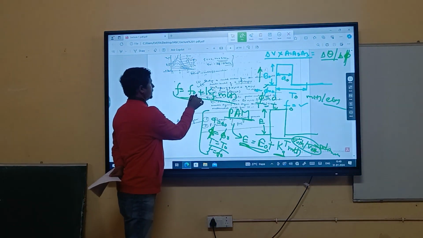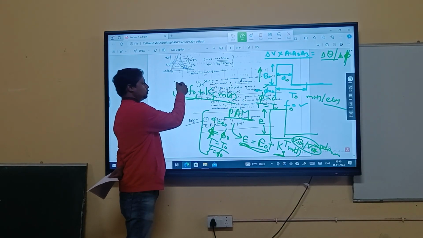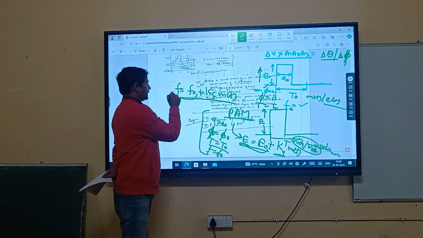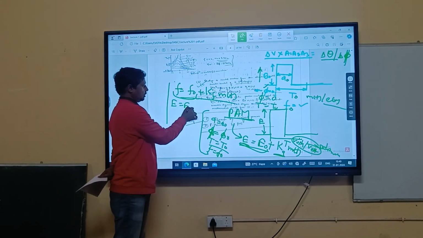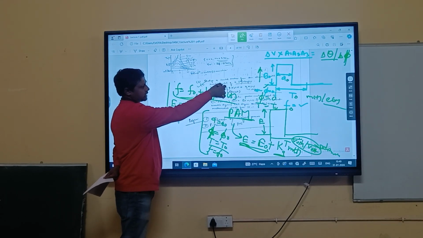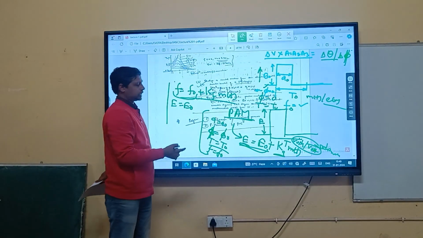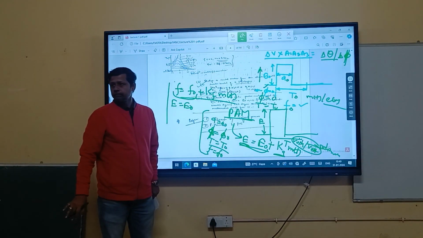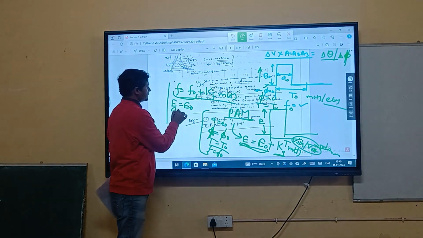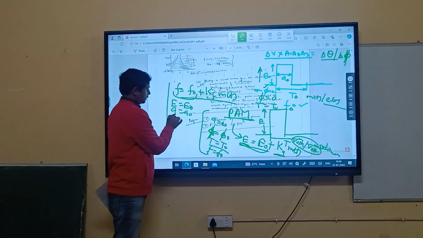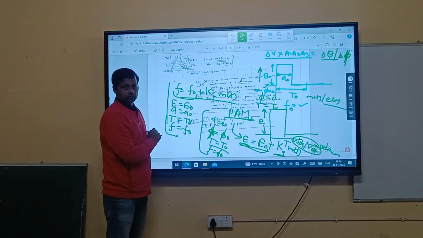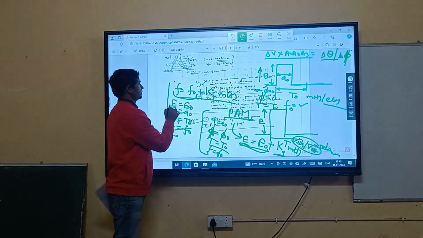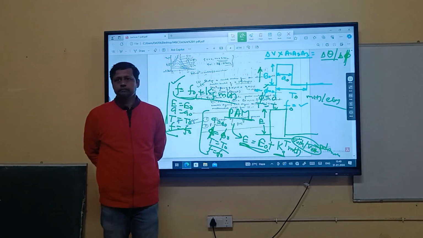So I am allowing F naught to change to F, keeping E naught... I cannot make it 0 because then amplitude will become 0. So rather I am saying that E is equal to E naught, also A is equal to A naught, also T is equal to T naught. Therefore F is equal to F naught. No, you are changing F.